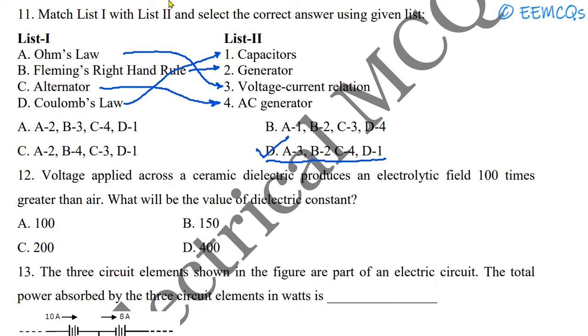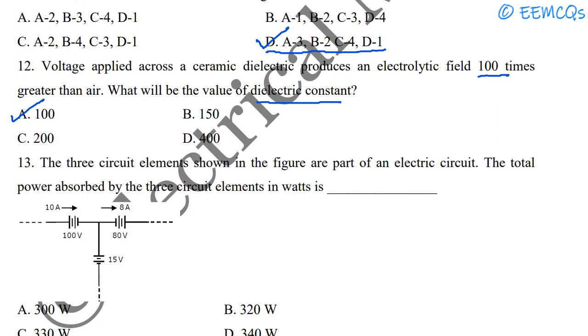Next, question number 12. Voltage applied across a ceramic dielectric produces an electric field 100 times greater than air. What will be the value of the dielectric constant? I think we have previously solved this problem. The same problem is given here. So without doing it, we can directly say the answer will be A, that is 100, because the electric field is becoming 100 times, which means the dielectric constant is also becoming 100 times.